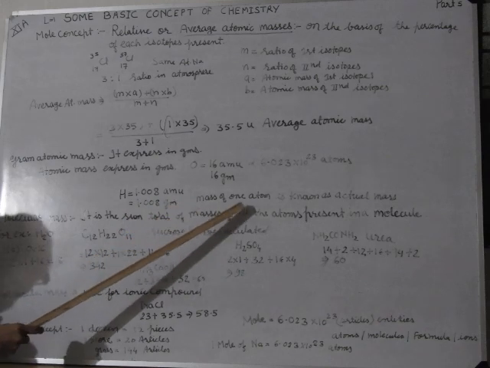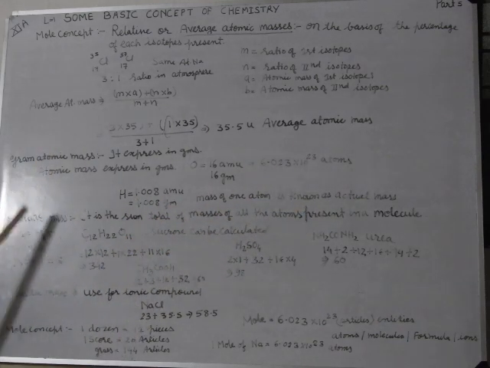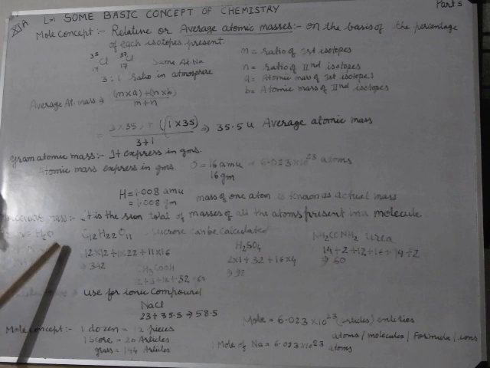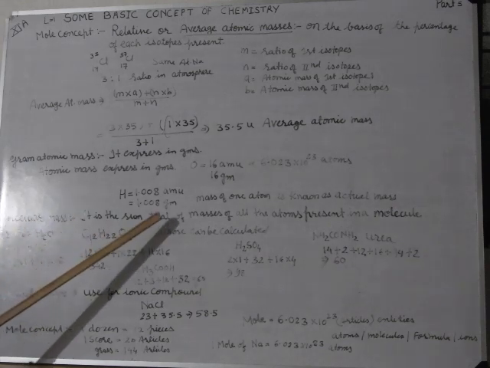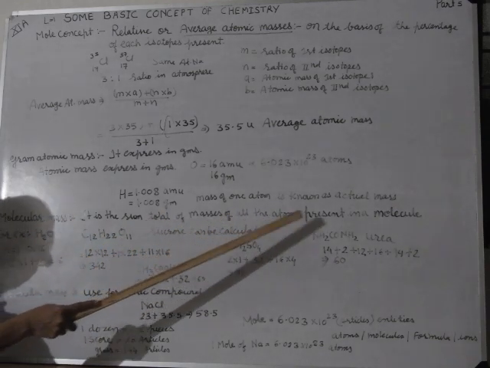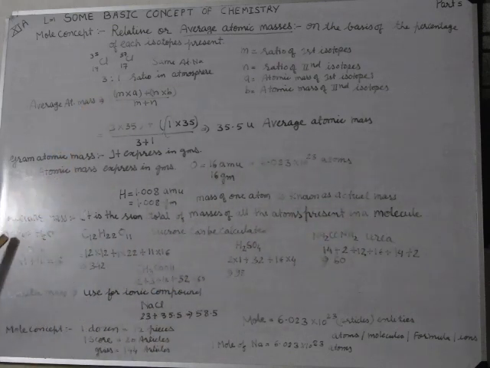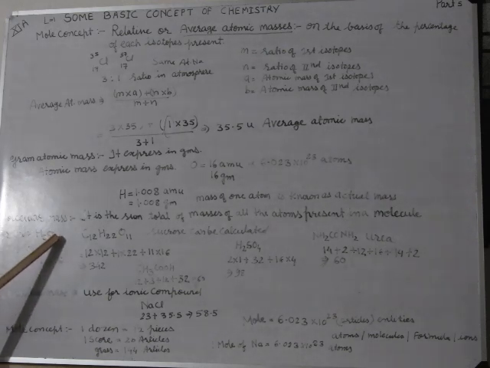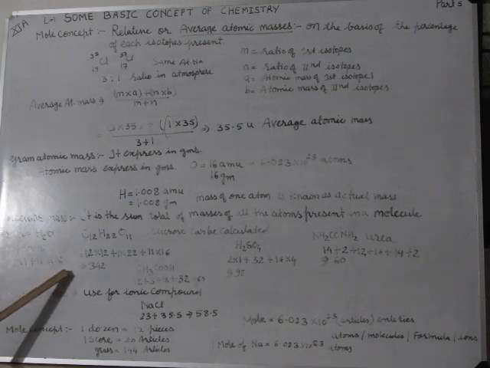So the mass of one atom is known as actual mass. Now molecular mass: it is the sum total of the masses of all the atoms present in a molecule. For example, take H2O. Hydrogen has atomic mass 1, oxygen has 16. So 2 into 1, because H2, plus 16 into 1, that is 18.